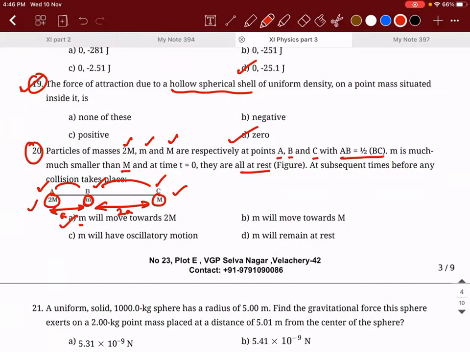Even without calculating, you can say it. Because how did we say? It is directly proportional to the product of the combination of masses and inversely proportional to distance. Here, distance is also less, and the combination of mass product is also more. So obviously, it will move towards 2m, because it is always an attractive force.